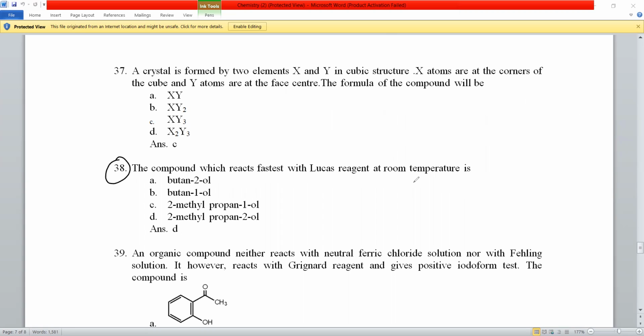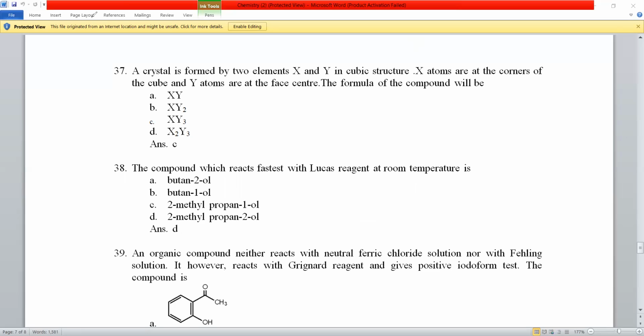With Lucas reagent, tertiary alcohols are more reactive than secondary and primary. So this is a secondary alcohol; butan-1-ol is the primary; 2-methyl-1-propanol should be primary. 2-methylpropan-2-ol is a tertiary, right? 2-methyl-2-propanol is nothing but tertiary butyl alcohol. They have given this one. So this is the tertiary one, so this is more reactive. So option D is correct.